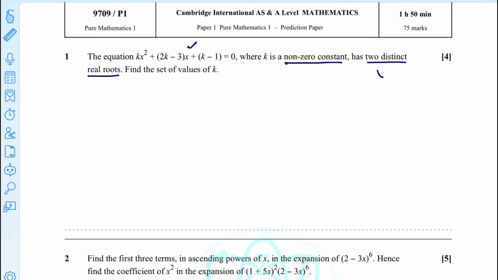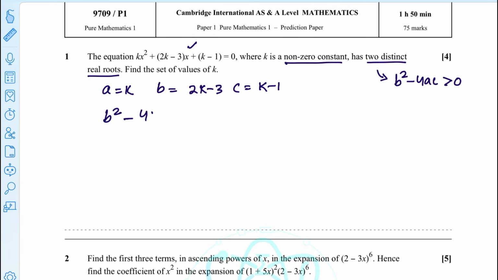Whenever we have two distinct real roots, what is the condition we have? The condition is b squared minus 4ac greater than 0, right? So what is the value of a here? a equals k. What is the value of b here? b equals 2k minus 3. And what is the value of c here? c equals k minus 1, right? So for two distinct real roots, the condition is b squared minus 4ac greater than 0. So b we have (2k minus 3) squared minus 4 times a, we have k, and c we have k minus 1, greater than 0, right?